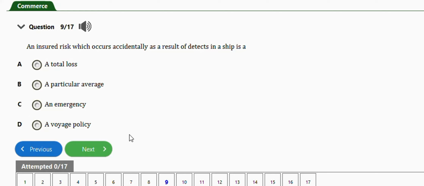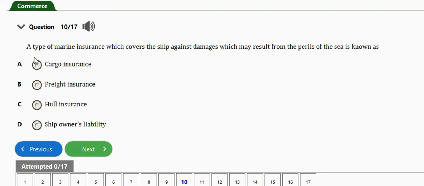Okay, very important. Next question is one. A type of marine insurance which covers the ship against damages which may result from the perils of the sea is known as: we have cargo insurance, freight insurance, hull insurance, ship owner's liability. The right answer is option C, which is hull insurance.